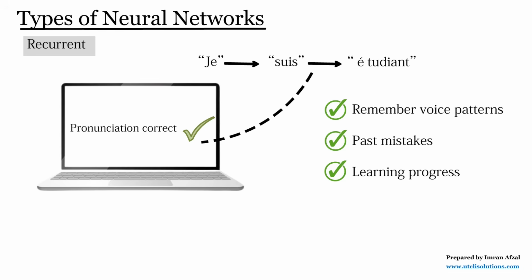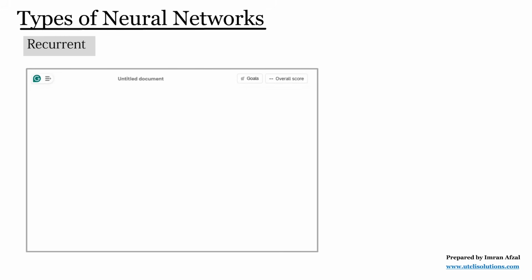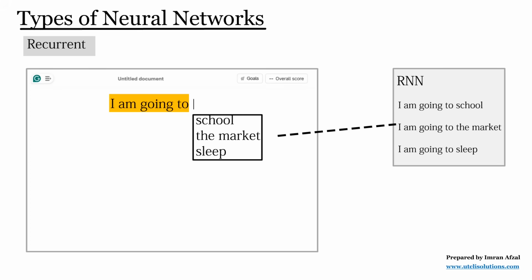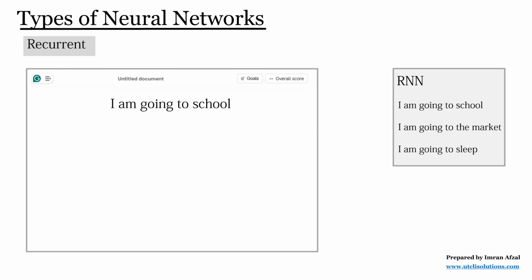Another place where RNNs are useful is in typing suggestions. Let's take Grammarly as an example. When you start writing a sentence, Grammarly gives you suggestions to complete it. These suggestions are not random. They depend on what you've already typed. Grammarly uses RNN-based models to predict the next word based on previous words. If you type "I am going to," it might suggest school or the market because it understands sentence flow. That's the power of memory in RNNs. It looks at what came before and predicts what should come next.